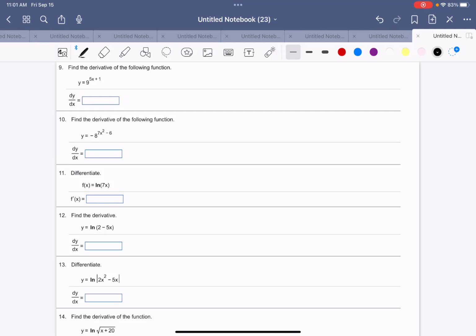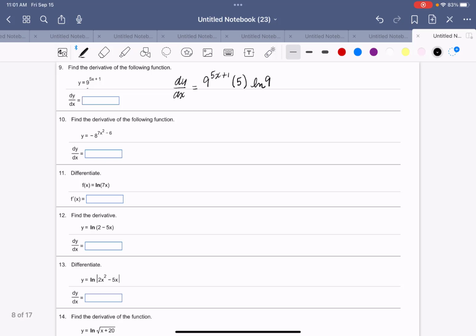Example number 9. Find the derivative of the following function. y equals 9 to the 5x plus 1. So here we have a non-e base to a power that we can take the derivative of. So we'll need the a to the x rule and we'll need the chain rule. So dy dx for this will be the original in its entirety, 9 to the 5x plus 1, times the derivative of the exponent, which is 5, and then the natural log of the base, which is 9.